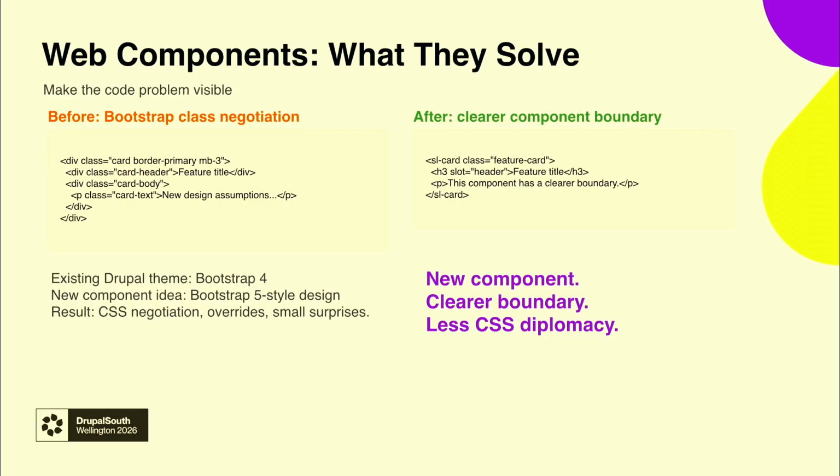So this is the problem I wanted to make visible. The first version of the component was built on a newer design assumption. It worked by itself, but when it entered the older Bootstrap 4 Drupal theme, I had to keep adjusting the CSS. With web components, the markup became more like a custom element. In this example, the SL card, Shoelace card, gives me a clear UI boundary. It does not mean there's no styling work at all, but it reduces the amount of negotiation with the existing theme.